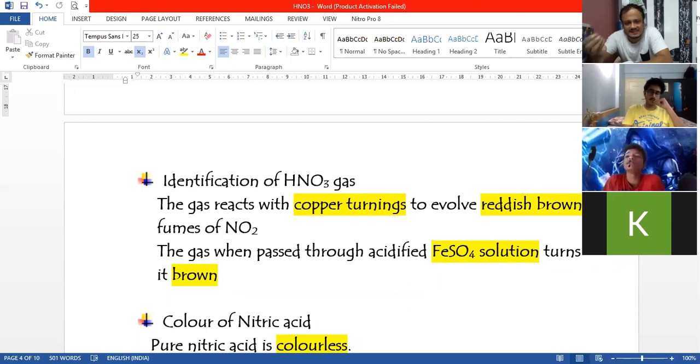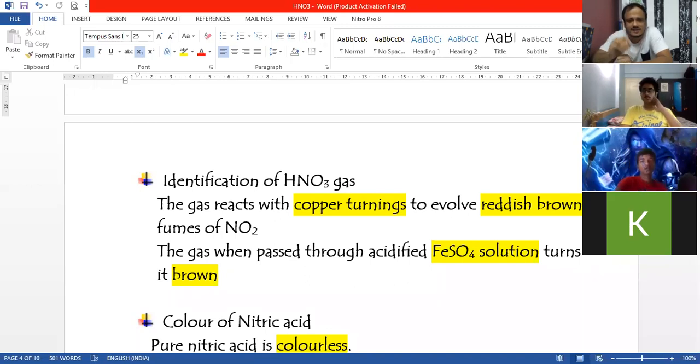When we take this gas and react it with copper turnings, obviously you cannot pass gas over copper turnings. So what we do is we take the gas and we condense it, we take it in the liquid form. We treat it with copper turnings, you can see reddish brown fumes of NO2 evolved. That is because HNO3 dissociates and gives you nitrogen dioxide gas. That is the first test, that is evolution of reddish brown fumes of NO2.